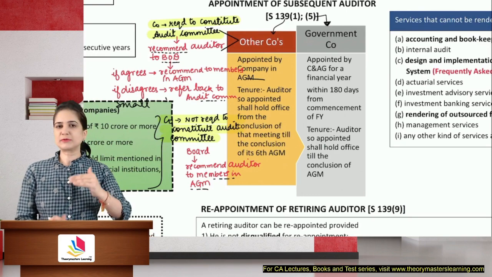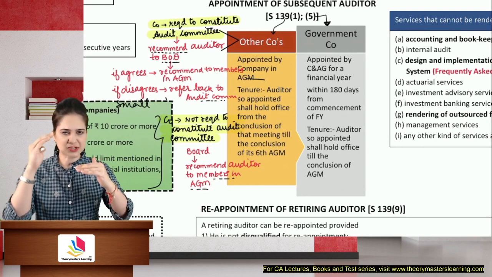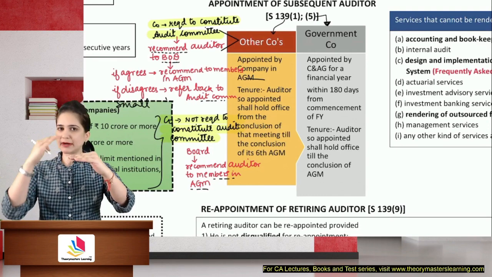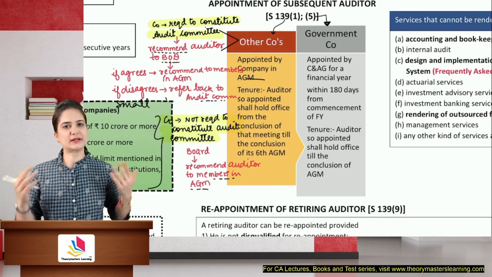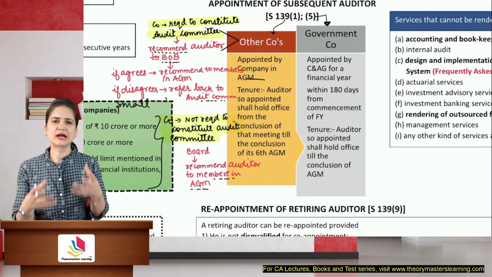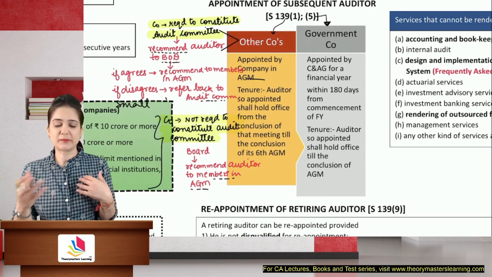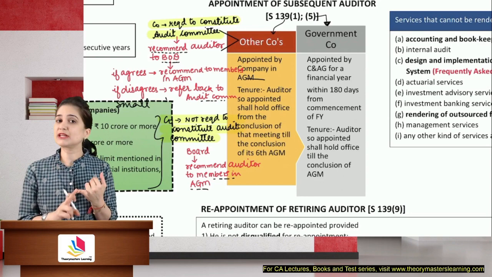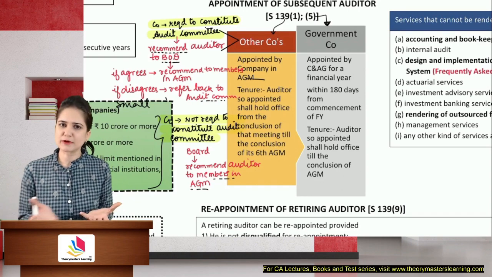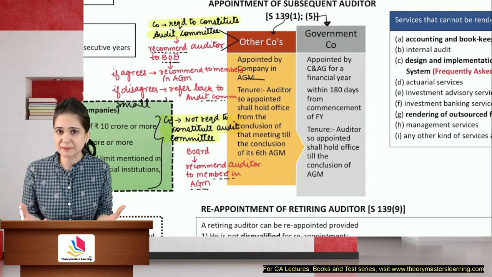So what are the steps to be followed if you are required to constitute an audit committee? So the audit committee will recommend to the board. Board, if it is satisfied, will recommend to the members. Members will then appoint. Now, what are the things that audit committee considers before recommending? So they will see whether the auditor that we are appointing has the necessary work experience, considering the type of industry, considering the type of company.